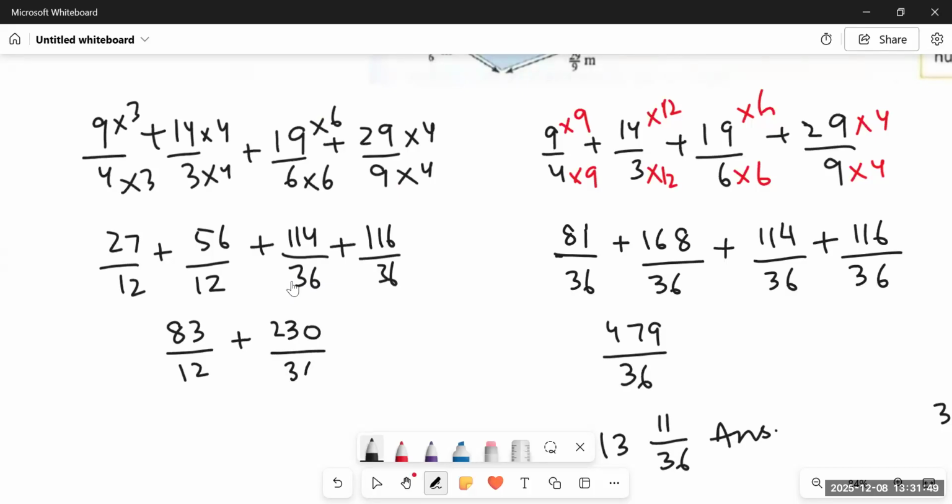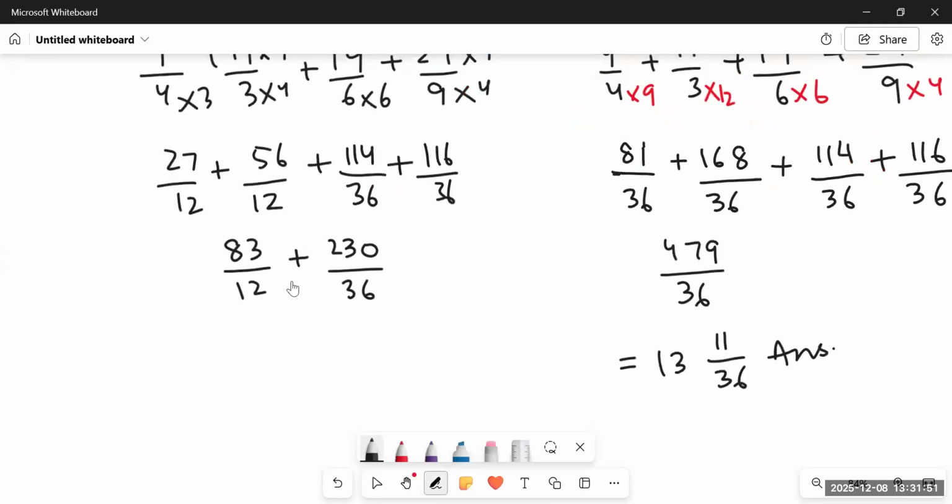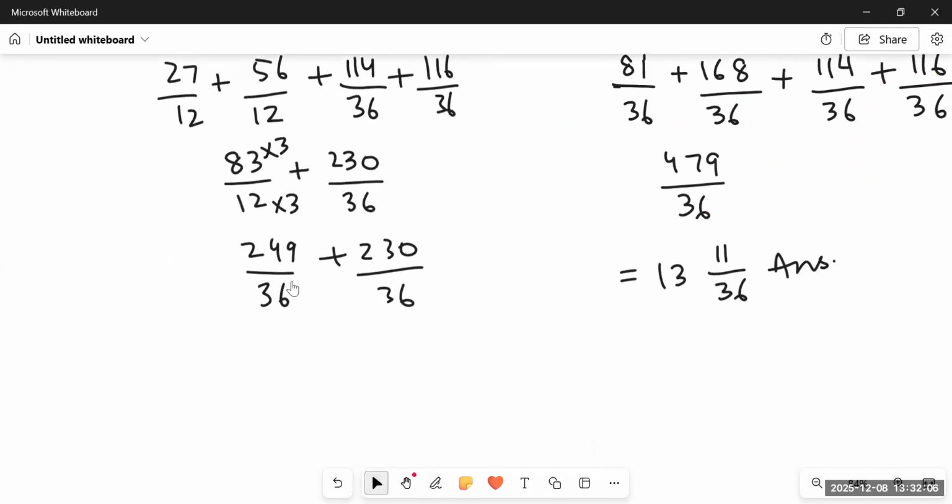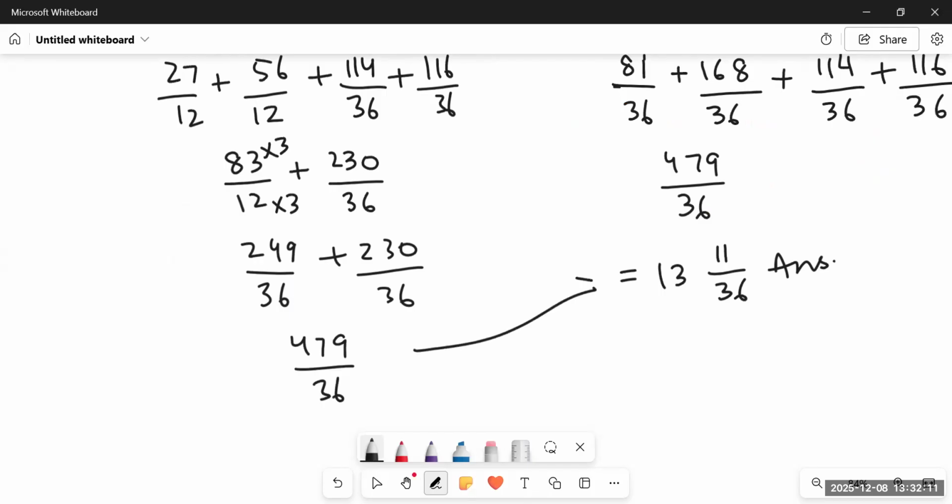over 36. Now we will multiply 12 with 3 and 83 with 3 as well. So it gives us a total of 249 over 36 and 230 over 36. And finally, the answer would be the same, that is 479 over 36, which is 13 whole 11 over 36. That's how we will simply add the fractions.